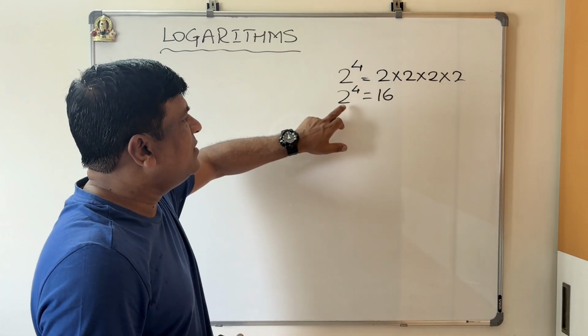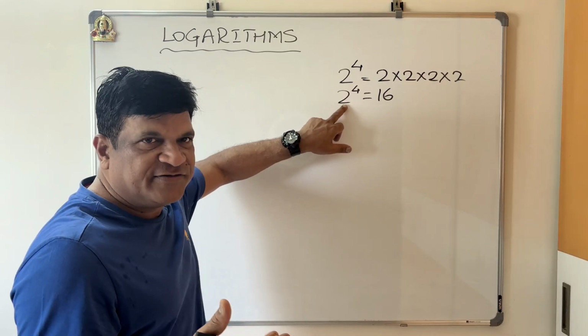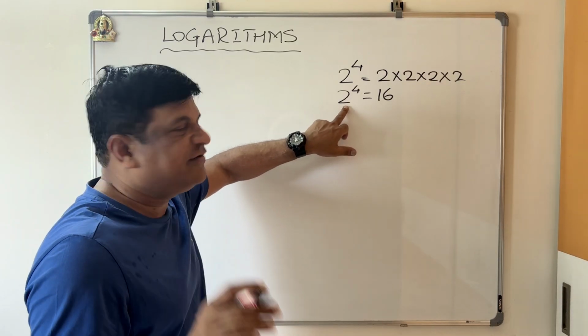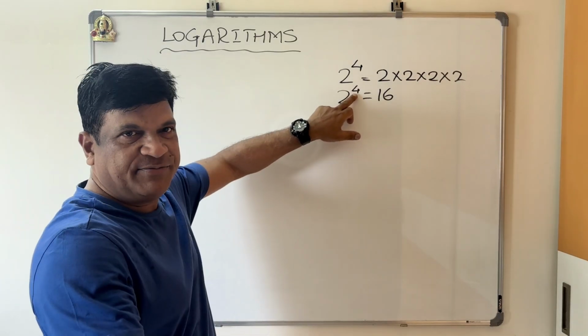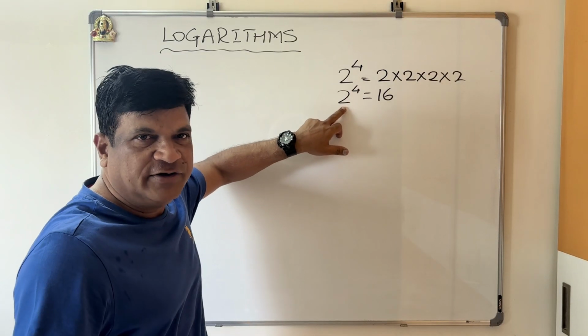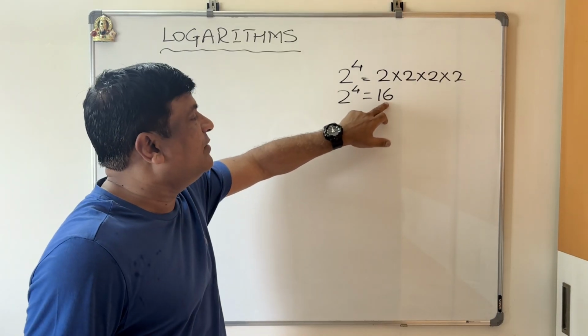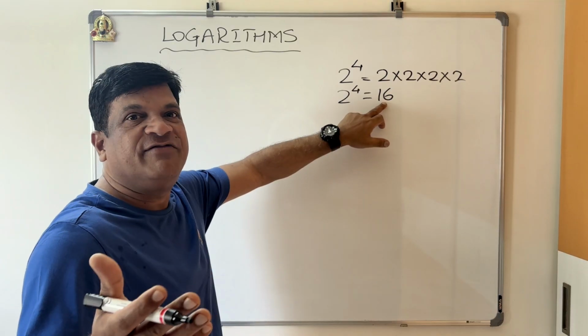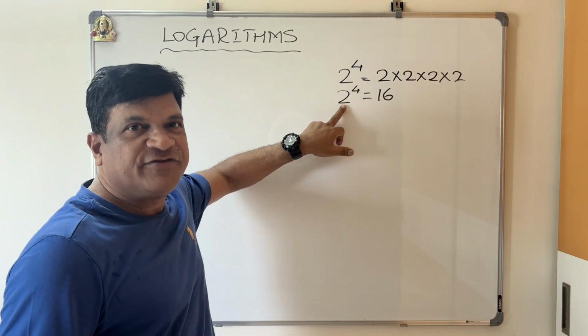What does it mean? 2 is the base over here. If I treat this as a person, and if a person grows 4 times of himself or herself, he or she will be 16 times bigger than what that person was right now.